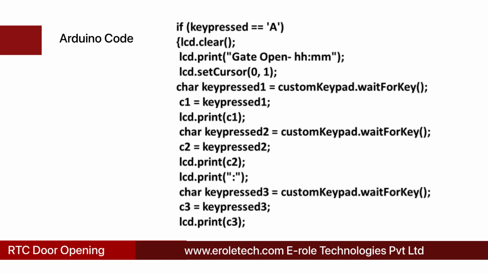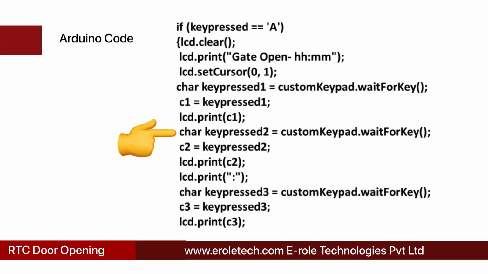The hour and minute values of these two variables can be set from the keypad. To set the gate opening time, we will press A on the keypad. char keyPressed1 = customKeypad.waitForKey. This function will wait for any key to be pressed. When any key is pressed, it will be stored in variable C1. lcd.print(C1) will print the pressed key value on the LCD screen.